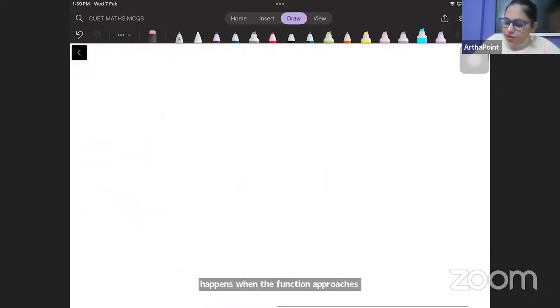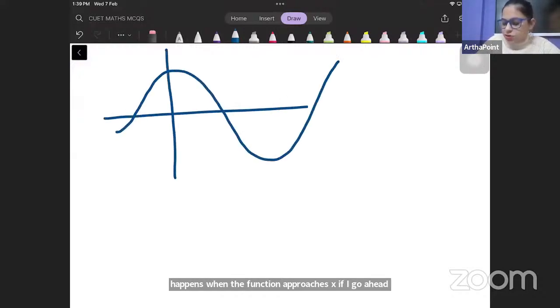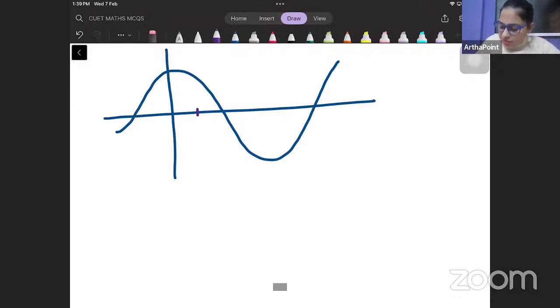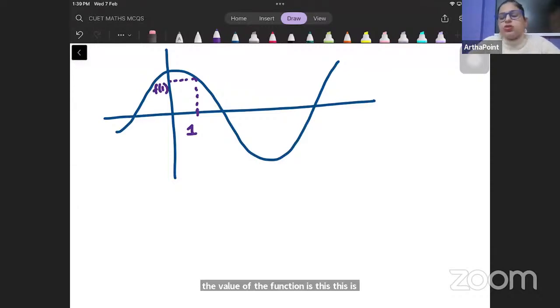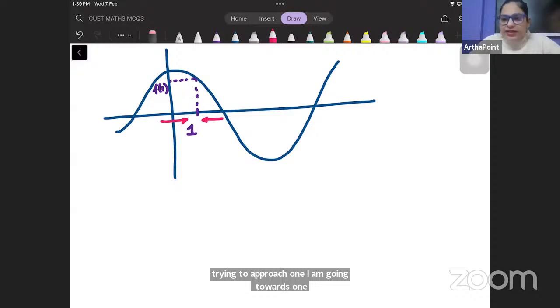मतलब, if I give you a particular function, ये मेरा curve है function का. And I take a particular value of x. Say x is 1, and when x is 1, the value of the function is this. This is given by f(1). Matlab, the value of the function when x is 1. Now the question here is, what happens when I am approaching 1? I am not at 1, but I am trying to approach 1. I am going towards 1. Then how does my function act? That is called the limit of the function.